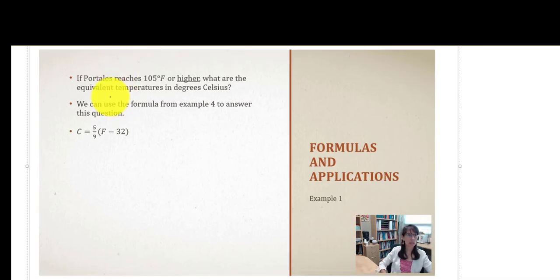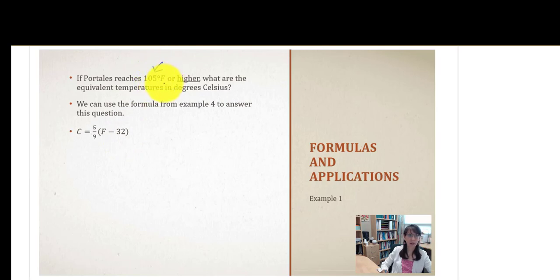We do have a couple of application problems to help us see how we would use literal equations. If a city reaches 105 degrees Fahrenheit or higher, what are the equivalent temperatures in degrees Celsius? So we can use the formula from example 4 that we just were working on earlier, and that was C, or Celsius degrees, equal 5/9 times Fahrenheit degrees minus 32. So what were we actually given in our scenario?